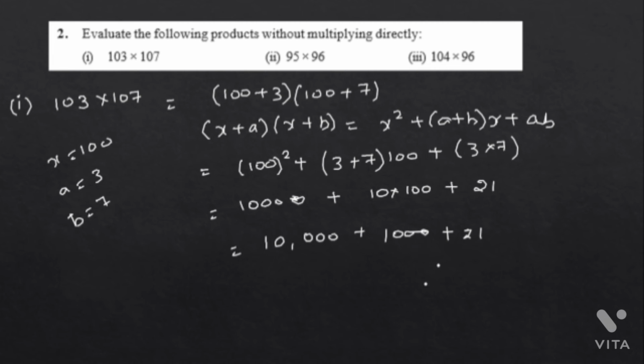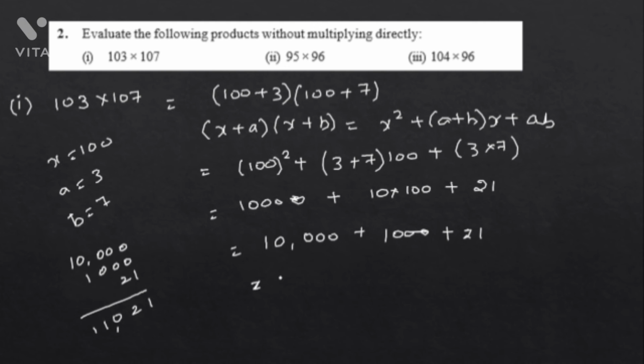Now let us add all these values. 10,000 plus 1000 plus 21. If we add, we get 11,021. So the answer is 11,021.